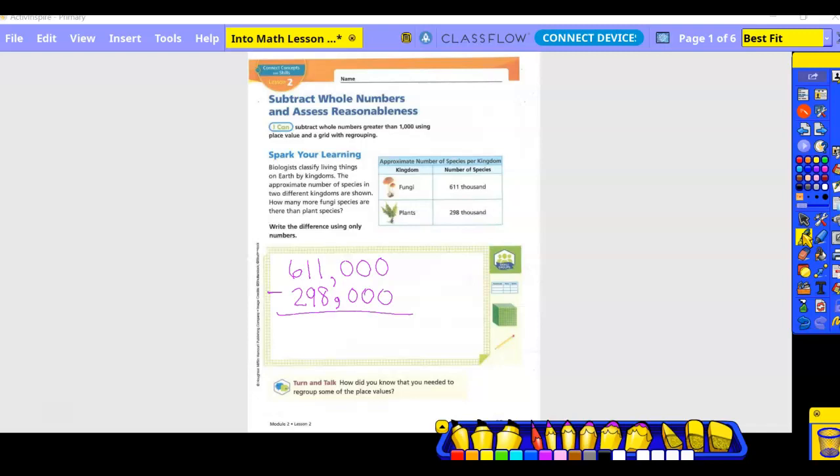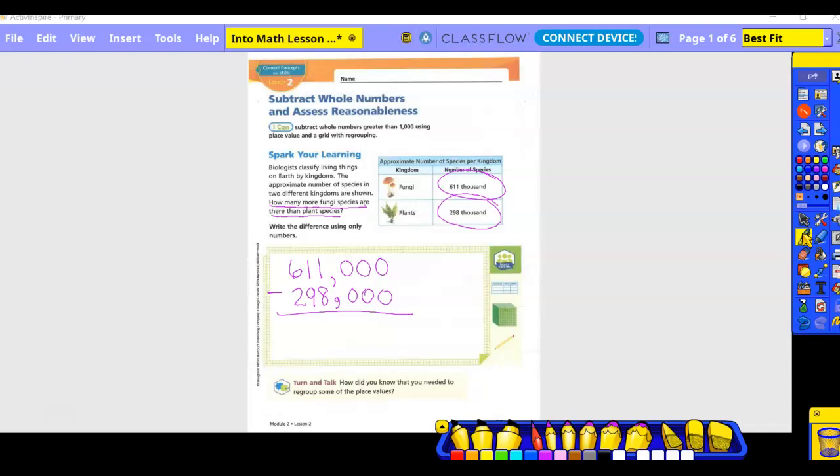Okay. Oh, did I circle what I needed? No, we forgot to do that. So I needed this number, and then my question was how many more fungi species are there than plant species? So I need to get my information pulled out, right? Okay, so let's go ahead and subtract.